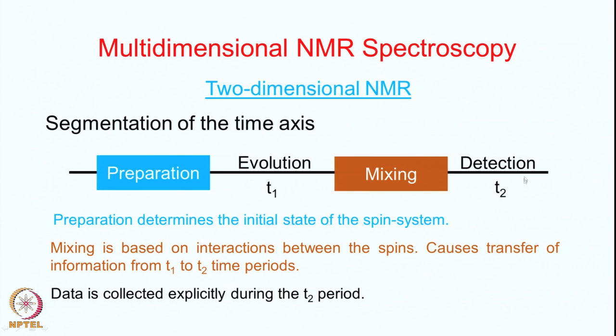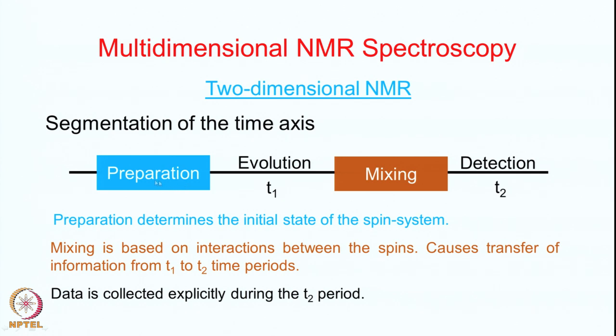Eventually we collect the data only during the T2 period, but however it will have a modulation from the evolution of the spin system during the period T1. Therefore, this time period is often called the indirect detection period, and this is the direct detection period. The signal which is detected here will be modulated by what happens during this period, and the mixing actually causes transfer of information from this period to this period, and then you generate a two dimensional spectrum which displays the information present here and present here, and we will see this.